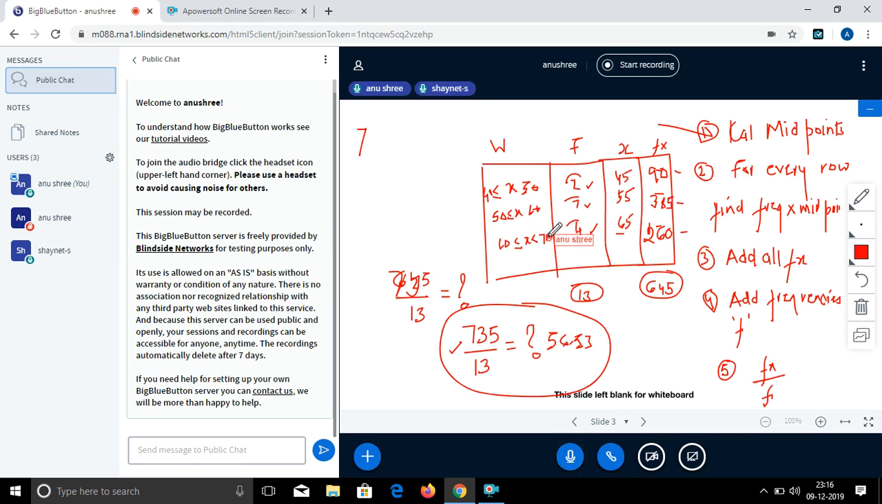After calculating the midpoint, you have to calculate f multiplied by x, that is the frequency multiplied by the midpoint, for every row. 45 into 2, then 55 into 7, just like that you keep on calculating. At the very end, you have to add all the fx and all the frequencies and then divide. This will give you the mean. Is the procedure clear? Yeah. Okay.